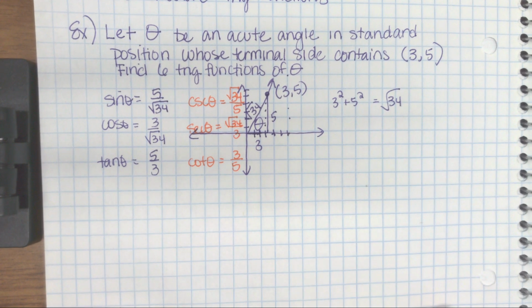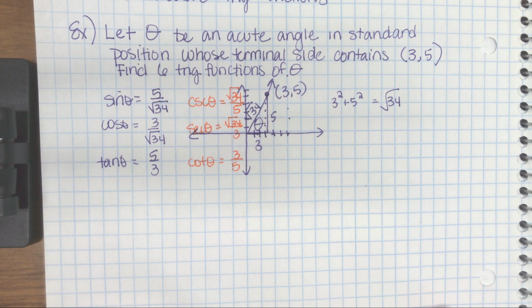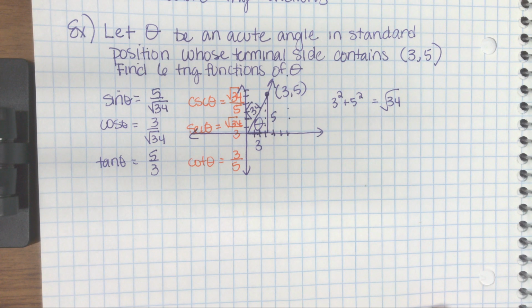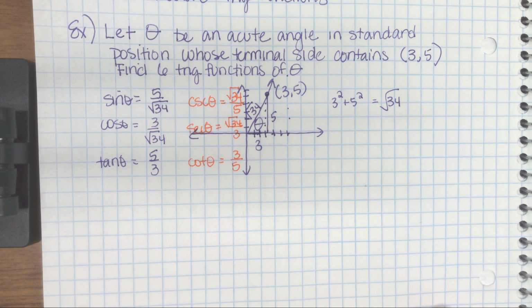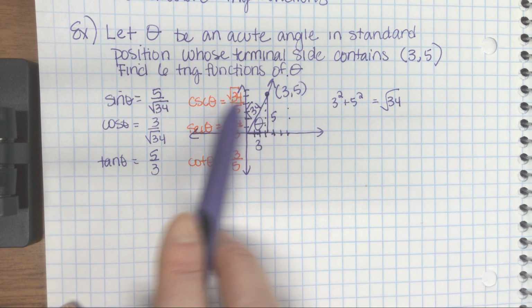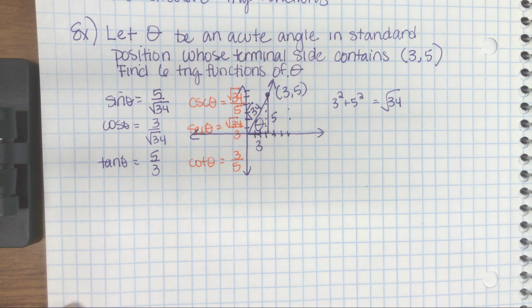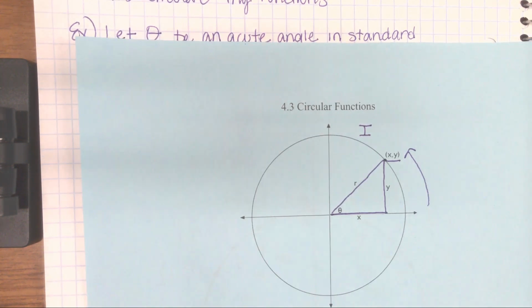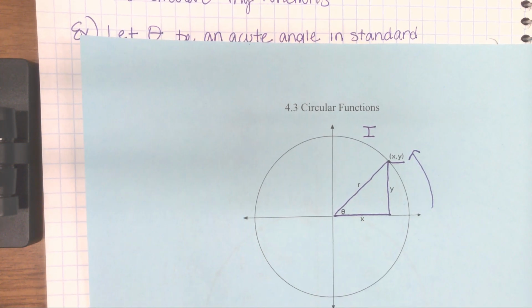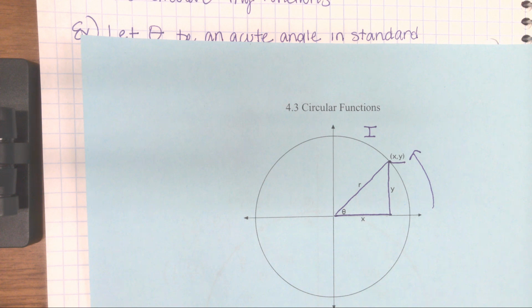Same scenario. What I want to show you is what if the terminal side wasn't an acute angle, and it ended up being an angle in a different quadrant. Let's just review quadrants a moment. This is called quadrant 1. We usually use Roman numerals. The x-coordinate and the y-coordinate are both positive, right?